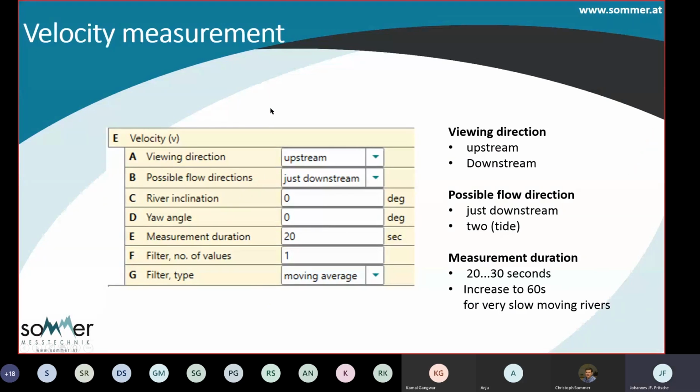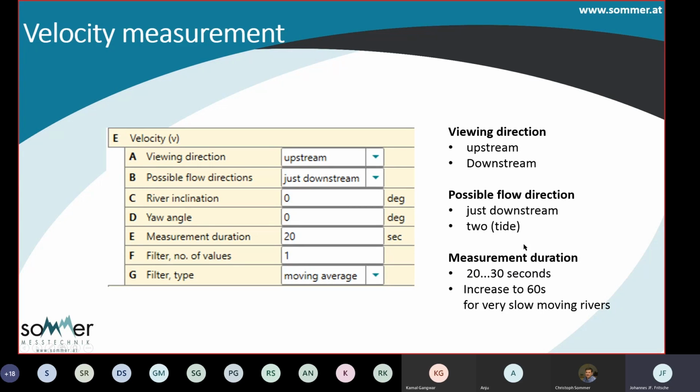Okay, then we have to set some parameters for the water flow. We have to tell the system the viewing direction. We have to tell it whether my measurement is looking upstream or downstream. When you're standing on the bridge, are you looking against the water flow or downstream with the water flow? Then you need to specify the flow directions. Usually the river just flows downstream towards the ocean, so you just say downstream.